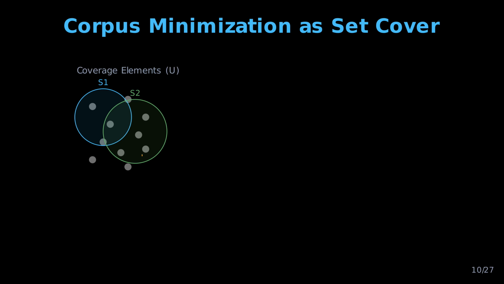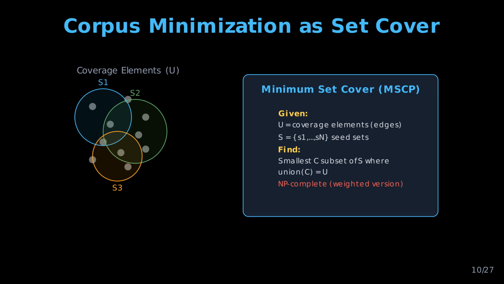The core idea, first formalized by Abdul Noor et al. in 2010, is that corpus minimization is an instance of the minimum set cover problem. You have a universe U of coverage points, which contains all of the edges in the program's control flow graph that any seed in your collection triggers. Each seed covers some subset of these edges, and the goal is to find the smallest subset of seeds that still covers the entire universe U, every edge that was covered by the full collection.